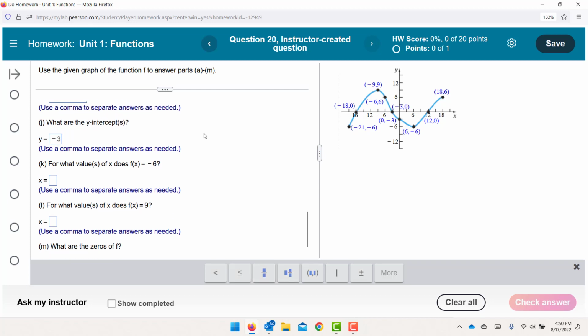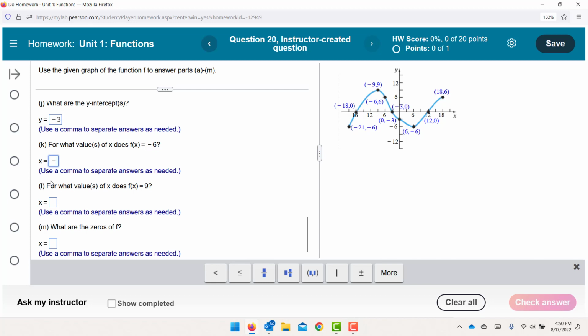Alright, part K, for what values of x does f of x equal negative 6? So what are the points when the y-coordinate is negative 6? It's asking just for the x part of the point, not the entire point. So when y is negative 6, looks like that happens at 2 places. When y is negative 6, x is negative 21, and x is 6. So I'll write those with a comma.